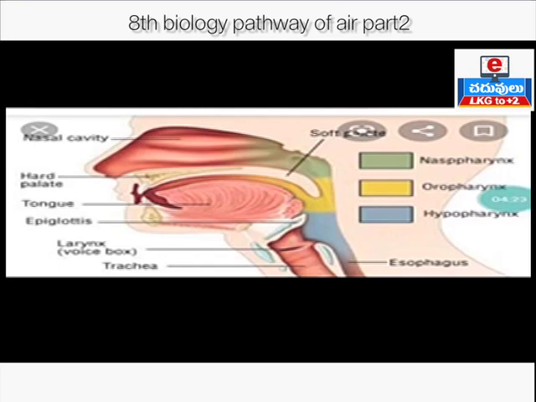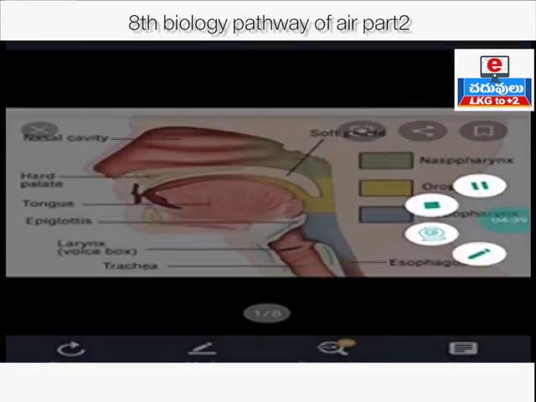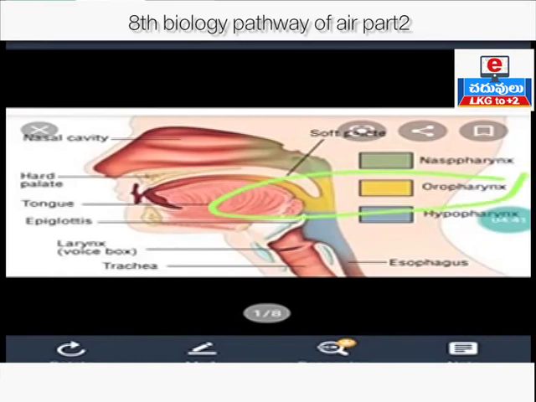But where is the epiglottis located: in the nasopharynx, oropharynx or hypopharynx? The epiglottis is located in the oropharynx. The oropharynx consists of the epiglottis part. Is it clear? The epiglottis is located in the oropharynx. Sir, what is the meaning of epiglottis?